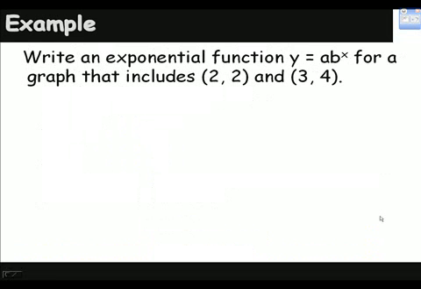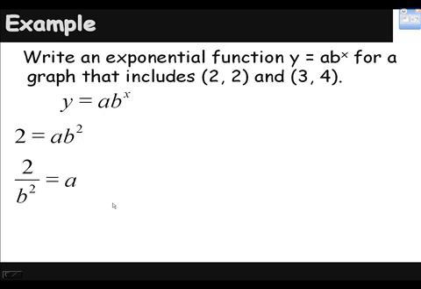We're going to write an exponential function in the form of y equals a b to the x for the graph that includes these 2 points. In order to do that, we're just going to use the information. When we're looking at the point 2, 2, when x is 2, y is 2. So we get 2 equals a b to the 2. If we try to solve that for a, we'd have to divide both sides by b squared. So a is the same as 2 over b squared. That's about as far as we can go with the point 2, 2 by itself.